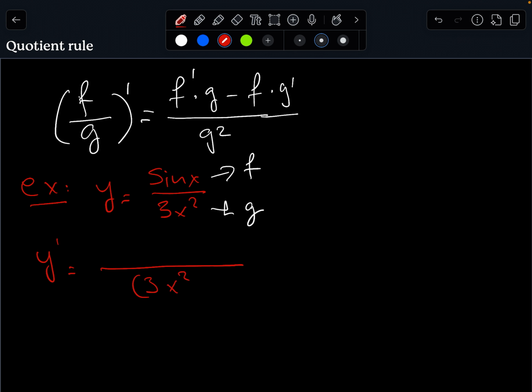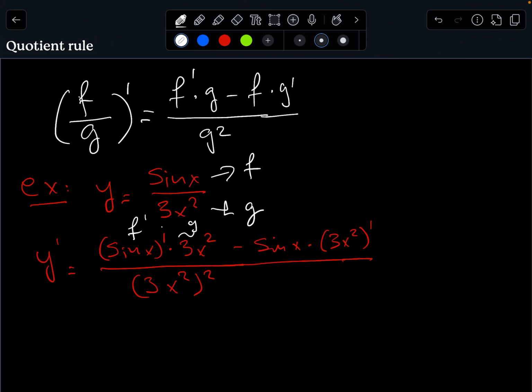As I said, just square the denominator right away, and in the numerator I have the derivative of sine of x times the denominator, in this case 3x squared, minus the numerator sine of x times the derivative of the denominator. Okay, so as you can see, this here is f prime times g minus f times g prime, and then all we have to do is find these derivatives.